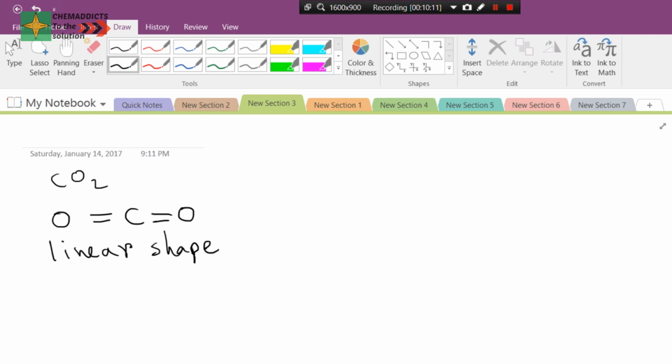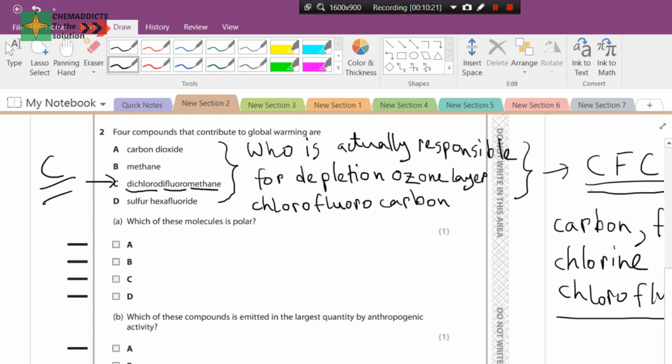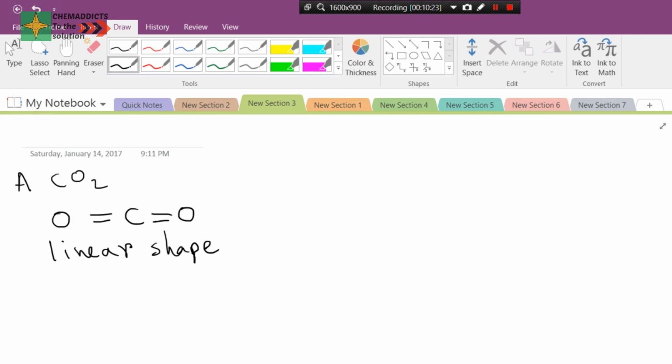Okay, so option A is linear. Fine. Now let's have a look at option B, which is methane, CH4. Here the shape of this molecule is tetrahedral.